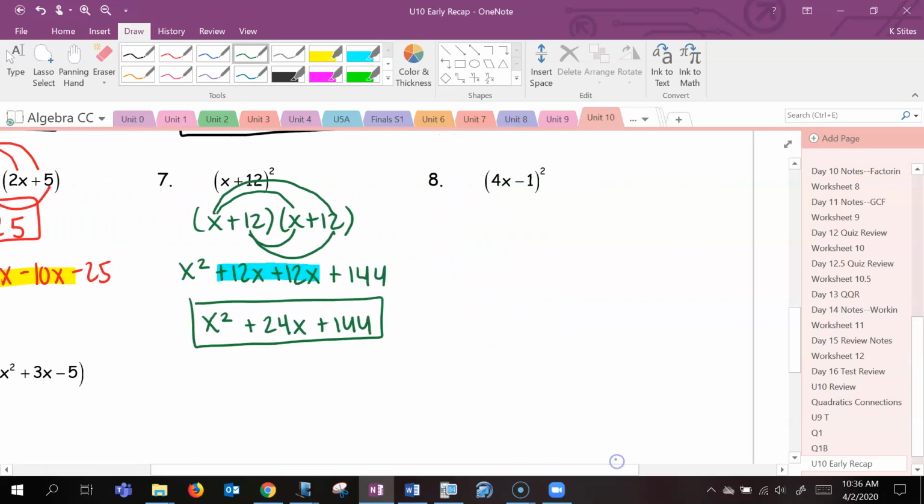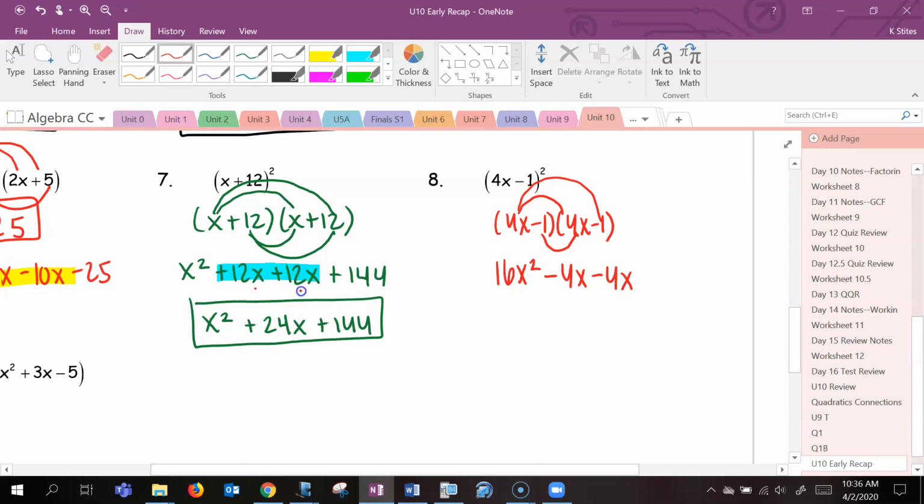All right, let's try one more of those. Again, we have a squared here, so we're going to write this twice. And then we're just going to FOIL, just like normal. 4x times 4x, careful, it's not 8, 16x squared. Outer, 4x times negative 1 is negative 4x. Inner, negative 1 times 4x is still negative 4x.